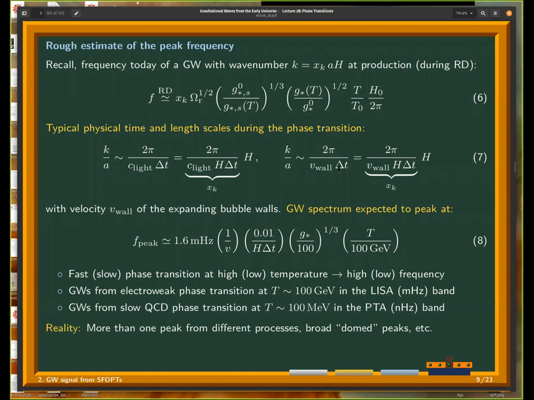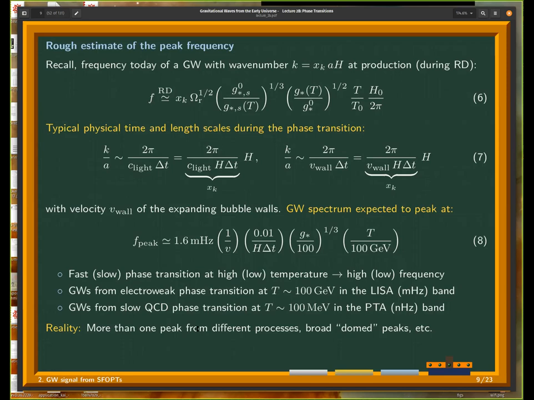Again, this was just a very rough estimate. In reality, the situation might be much more complicated. One might have more than just one peak. This was also something you would see in my little plot of the spectrum, where you have one peak from sound waves and another peak from turbulence, for instance. It might also be that the peak is not a very sharp peak, but more like a dome that extends over a finite interval in frequency.